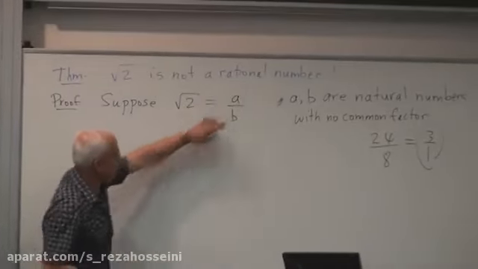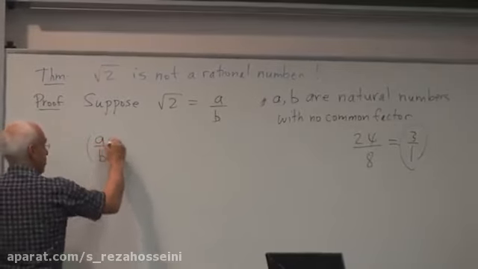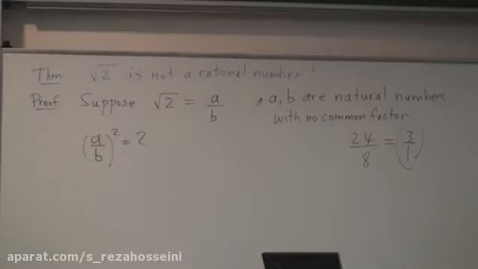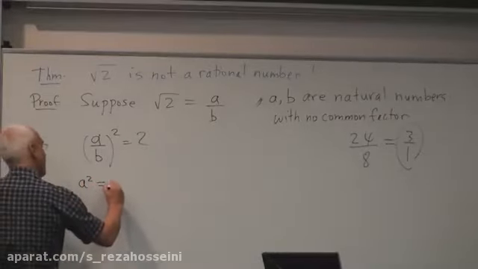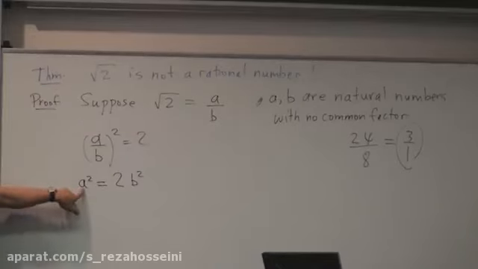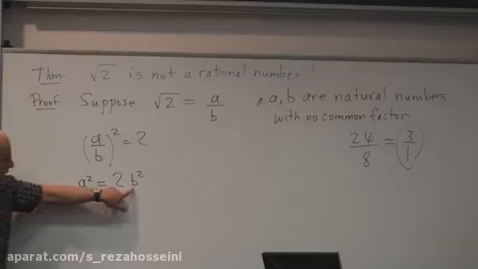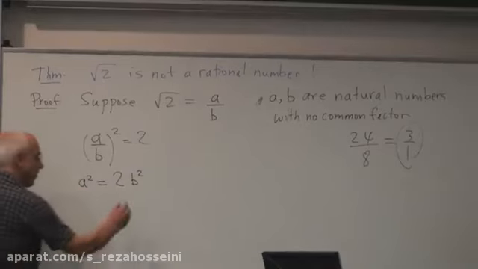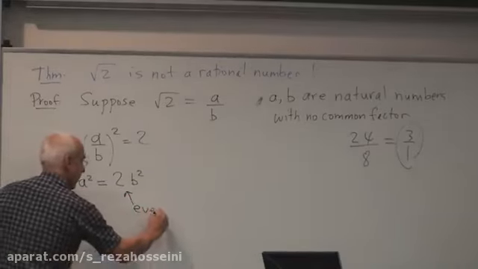So what do we know about this number a over b? Well, we know that (a over b) squared has to equal 2. And we're going to try to get a contradiction. So we'll look at this equation, and first rewrite it as a squared equals 2b squared. Remember, a and b are natural numbers. What can we conclude from this? Well, 2b squared is an even natural number because it's 2 times something. So the right-hand side is an even number.